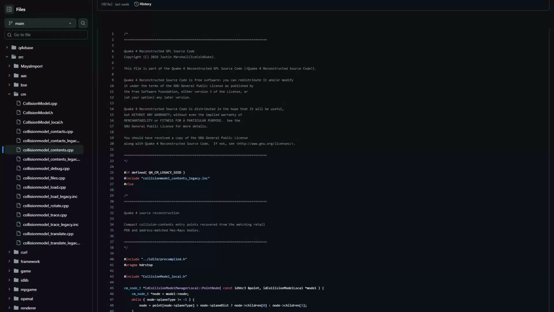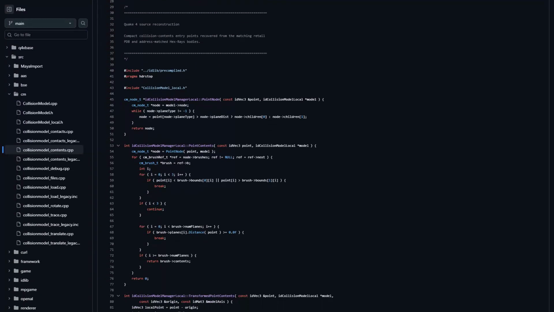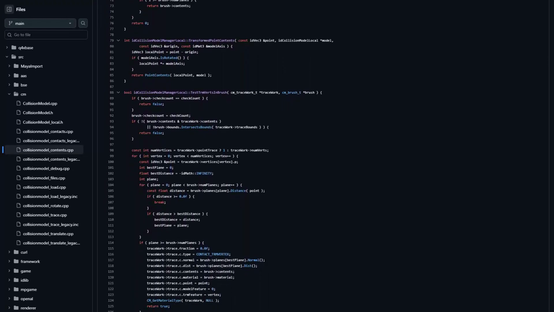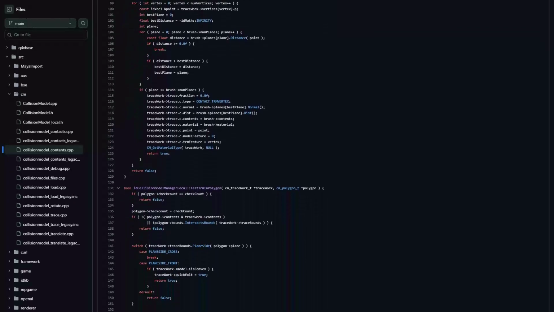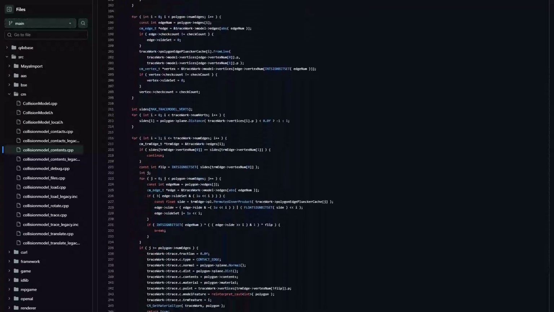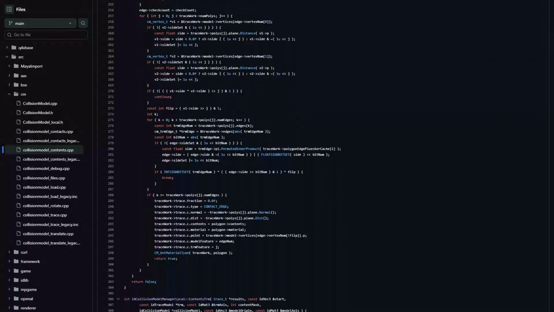In collision_model_contents.cpp, we see the concise point node function walking the BSP tree by checking plane distances. Once a leaf node is found, it iterates over brush references, testing point distances against every plane equation defining the brush volume. If all plane distances are negative, the point is inside the brush, returning its specific content flags.